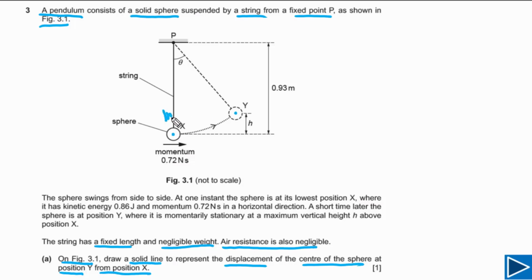If you want to write down, you can say that this is the initial position of the sphere and this one is the final position. Now we need to find the displacement. So displacement is simply the shortest distance between these 2 points. So we need to connect these 2 points by a solid line. So this is how you can draw the solid line.